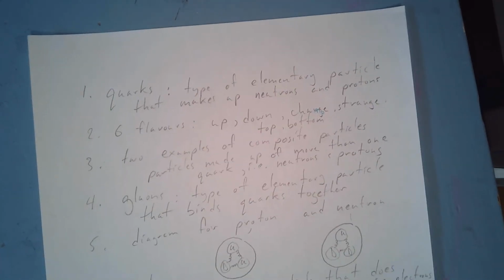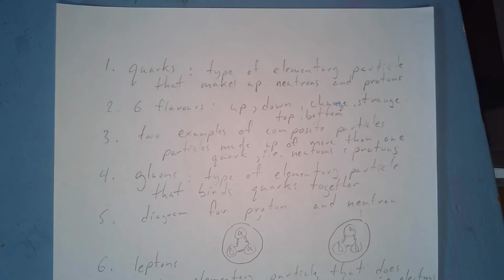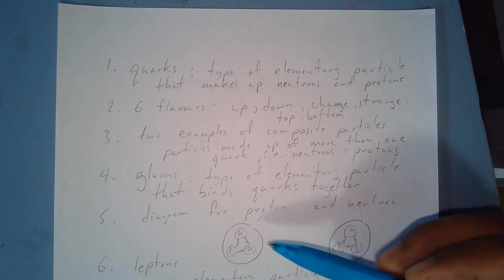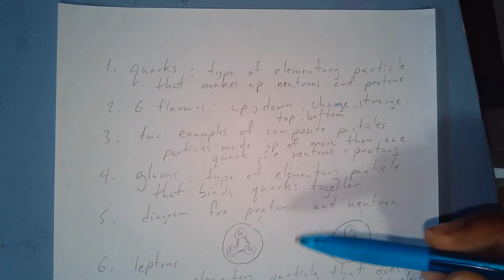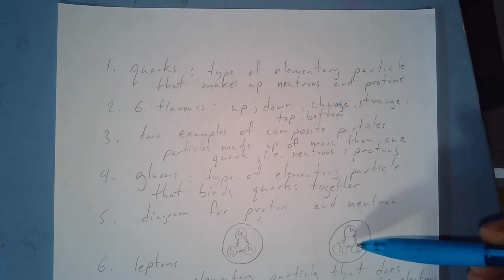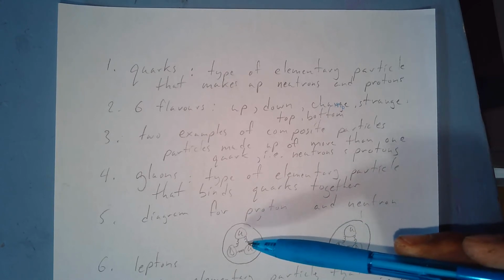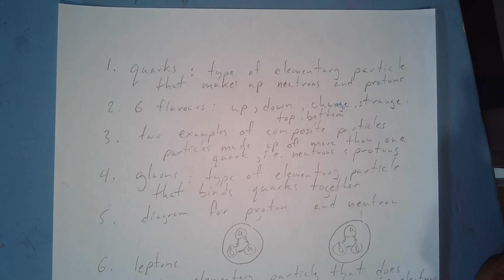Here's what I was talking about. This is a diagram for the proton and the neutron. The U stands for up. So you've got up, up, and down for the proton, and for the neutron you've got up and then down, down. These springs in between are the gluons that are holding everything together.